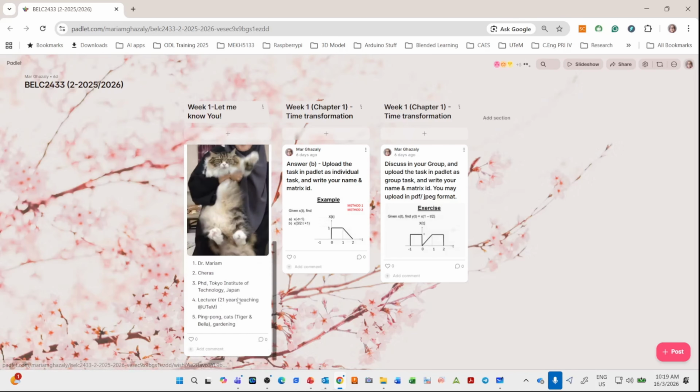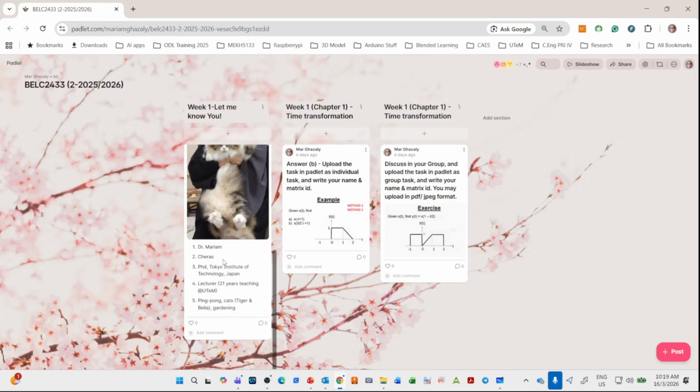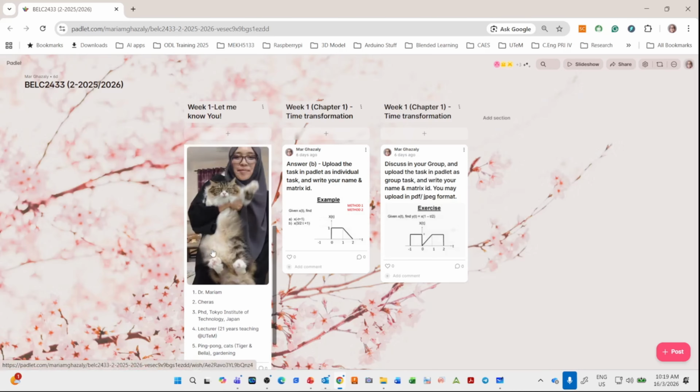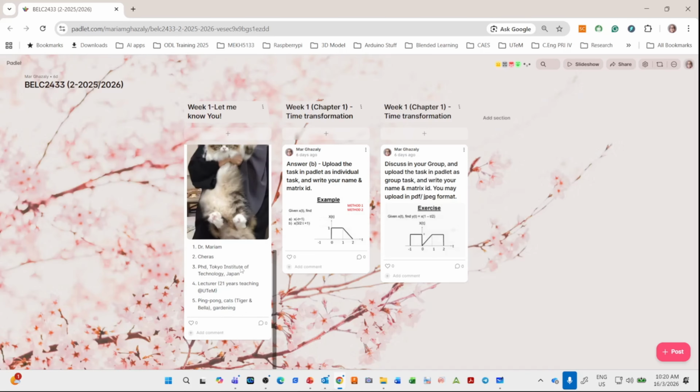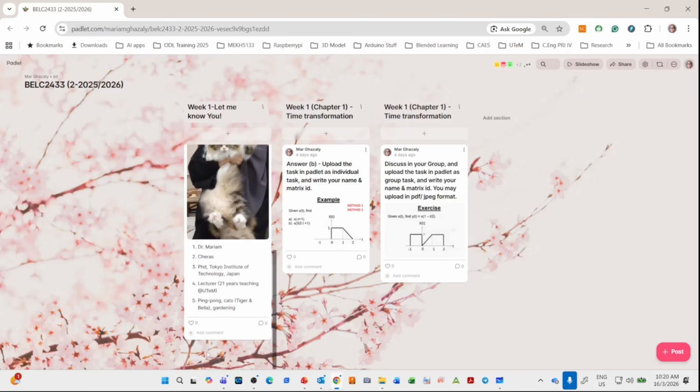So basically, I uploaded here, me and my cat. I'm from Cheras, graduated with a PhD from Tokyo Institute of Technology, Japan. I've been lecturing for 21 years at UTM. And my hobby is ping pong, currently. Sometimes ping pong, and then sometimes I'm off a bit. And then I have two cats. This is Tiger, and I have another cat which is Bella. A girl, and this is a boy. The boy is a bit manja. And then I also do gardening. That's my hobby. So you do it now. Take 5 minutes, update.